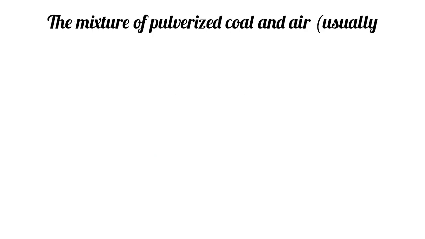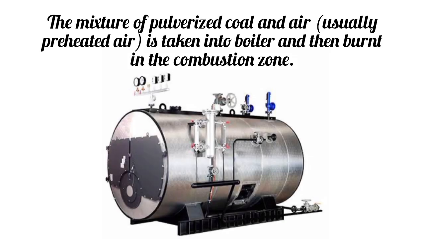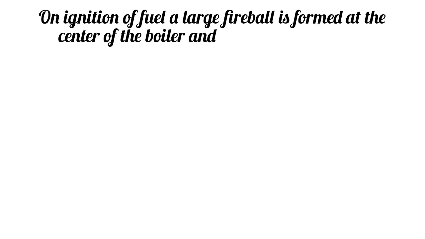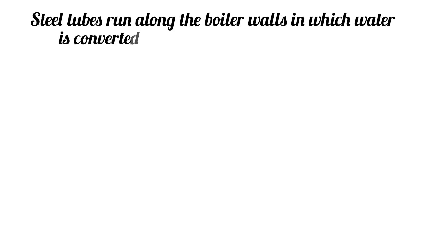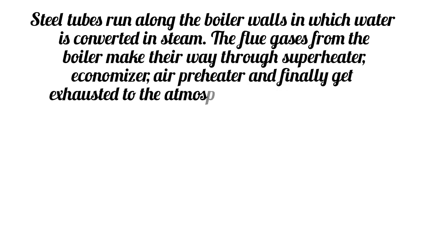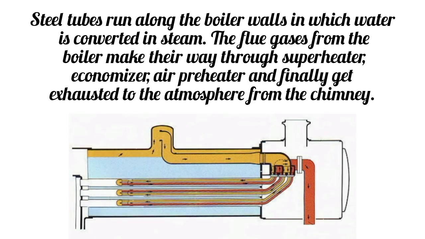Boiler. The mixture of pulverized coal and air, usually preheated air, is taken into the boiler and then burnt in the combustion zone. On ignition of fuel, a large fireball is formed at the center of the boiler and a large amount of heat energy is radiated from it. The heat energy is utilized to convert the water into steam at high temperature and pressure. Steel tubes run along the boiler walls in which water is converted into steam. The flue gases from the boiler make their way through the superheater, economizer, air preheater and finally get exhausted to the atmosphere from the chimney.